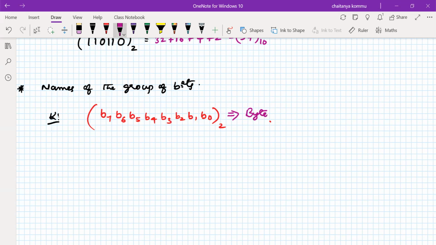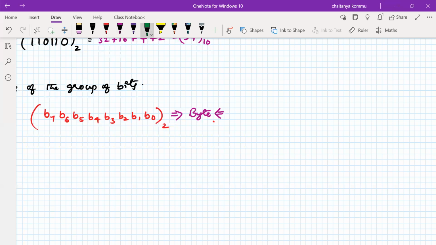Byte. What do you mean by byte here now? What do you mean by byte? A group of 8 bits is called a byte.